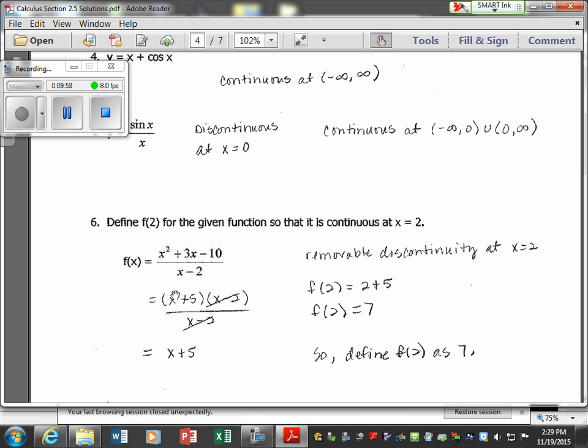So the only one that's left is the discontinuity at x plus 5. Well, it says define f evaluated at 2 for the given function so that it's continuous at x equals 2. So we take the removable discontinuity out and then we substitute in f at 2. So plug in a 2 right here and you would get 2 plus 5. So f of 2 is just equal to 7. Okay, so that should be pretty comfortable for you.